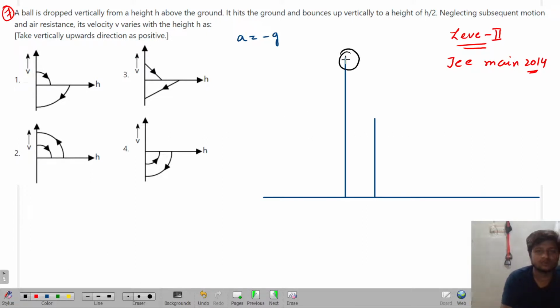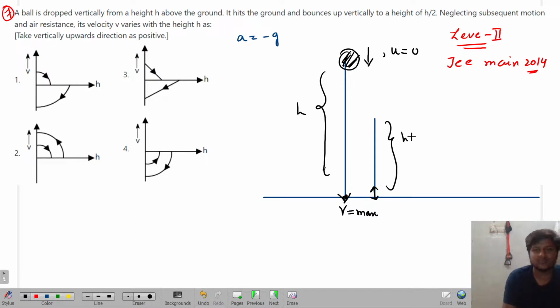So what is happening? A ball is dropped from some height h. At this point, it has initial velocity equal to 0. After covering height h, here you have the maximum velocity. With this maximum velocity, it is again thrown upwards. It travels h by 2 and stops over here. Here u becomes the final velocity for the upward path, and this becomes 0. Understood? Now this is my whole condition.